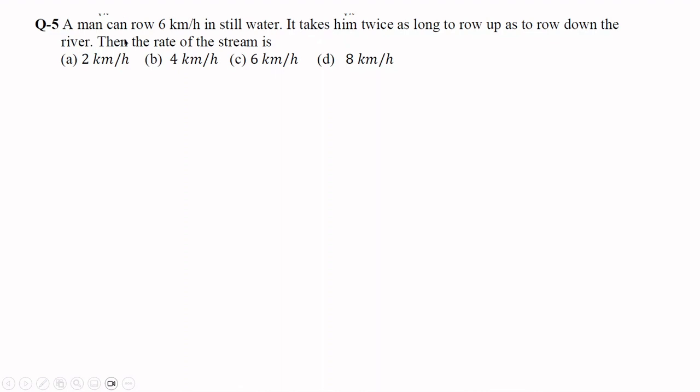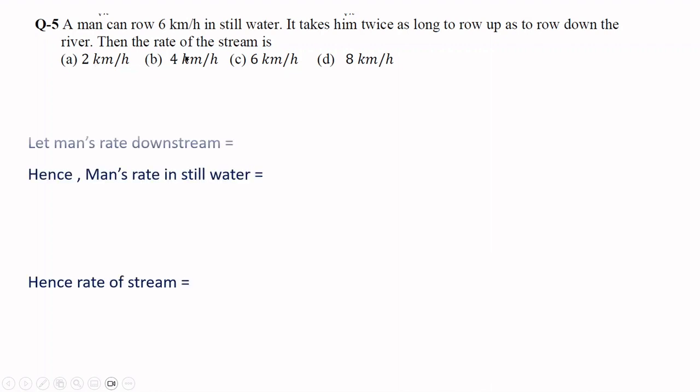Next question, a man can row 6 km per hour in still water. It takes him twice as long to row up as to row down the river. Then the rate of the stream is. So this is from boats and streams. Here they have given the speed of the person in still water, and it is given that it takes him twice as long to row up as to row down the river. So we have to find the rate of stream.